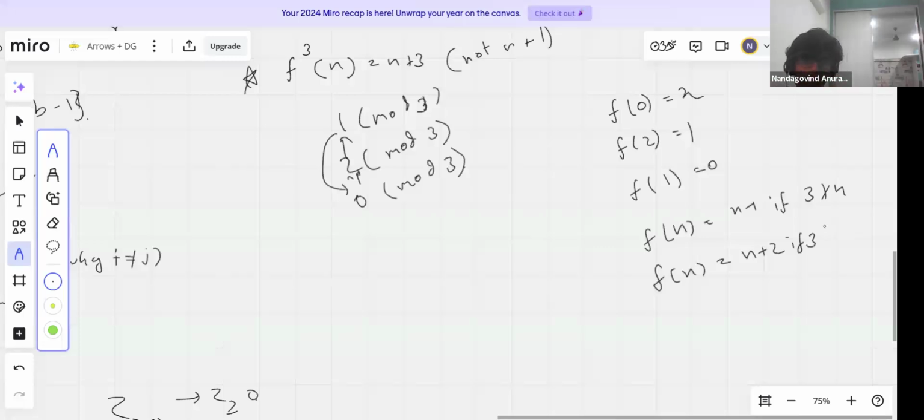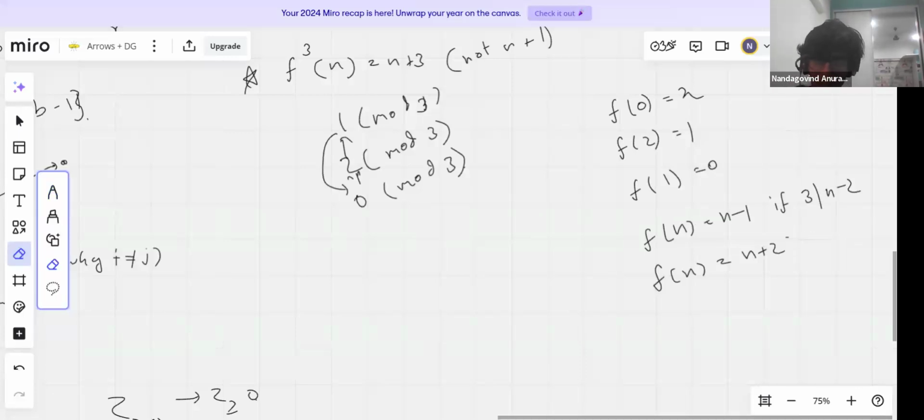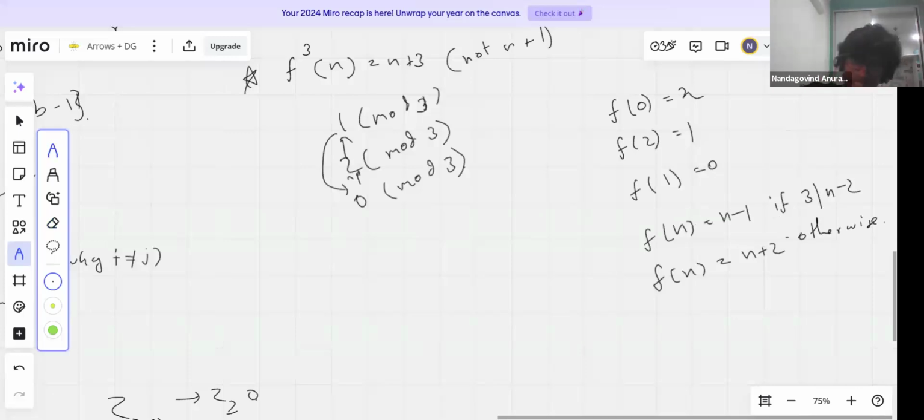wait, f of 0 should be 3. Yes, okay, wait, no. This will be n minus 1 if 3 divides n minus 2, and n plus 2 otherwise. So this is a fully valid function.